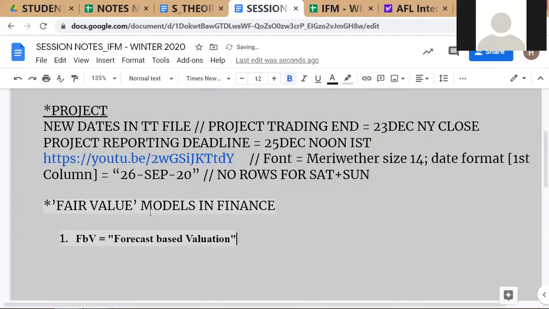Excuse me, sir. Yes. Sir, I can't see the screen. Can I leave the meeting and join again? Yeah, you can do that. Everybody else can see, right? Is anybody else having a problem seeing the screen?